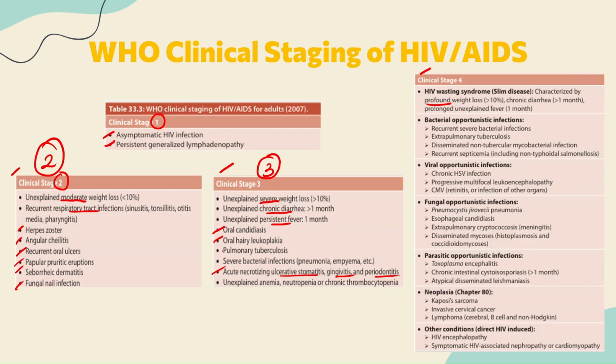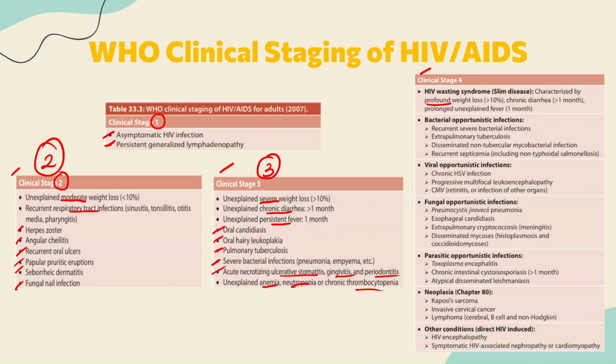Along with that, some respiratory conditions like pulmonary tuberculosis, some severe bacterial infections like pneumonia, empyemas, and unexplained hematological problems like anemia, neutropenias, or chronic thrombocytopenia. The patient can also come with hematological problems. So that means the patient is belonging to clinical stage 3.